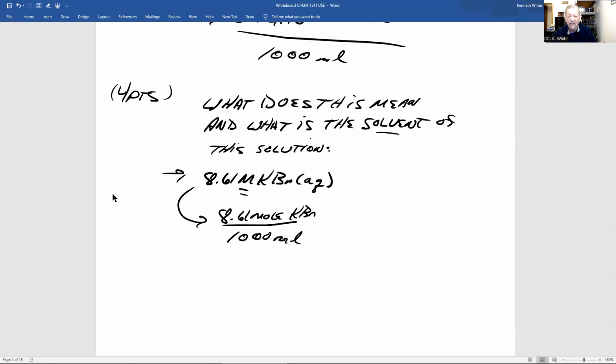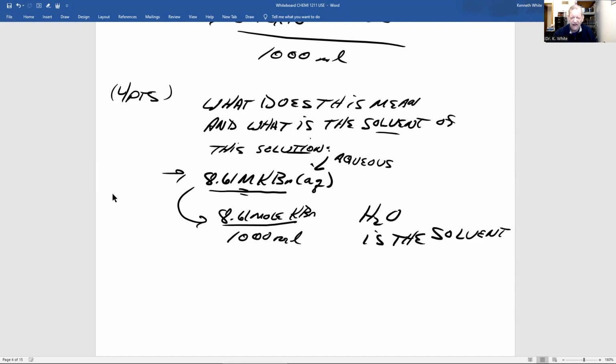Well, what's the solvent of the solution? And this tells me AQ means aqueous, and that means water is the solvent. So whenever you see a molarity written this way, and you see bracket AQ, close bracket, you know that's aqueous, and water is the solvent.